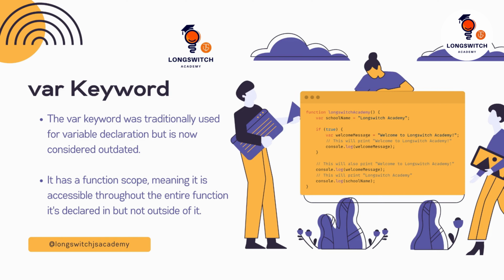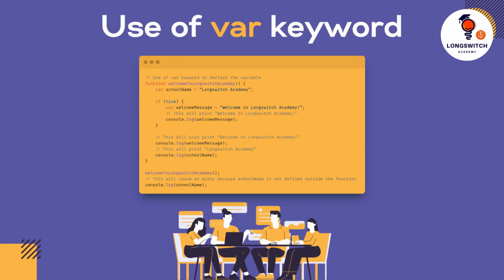However, one of the reasons why var is considered outdated is because it doesn't have block-level scope, which can sometimes lead to unexpected behaviors and bugs. This is where let and const keywords come into play, offering more predictable scoping rules. Even though var is still valid and you might see it in older code bases, it's generally recommended to use let and const in modern JavaScript development. These newer keywords help to avoid the pitfalls associated with var and make your code more robust and easier to understand. Now let's take an example of how we can declare a variable using the var keyword.